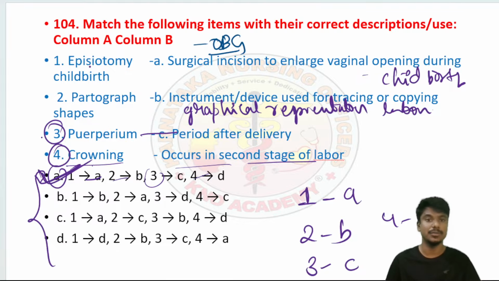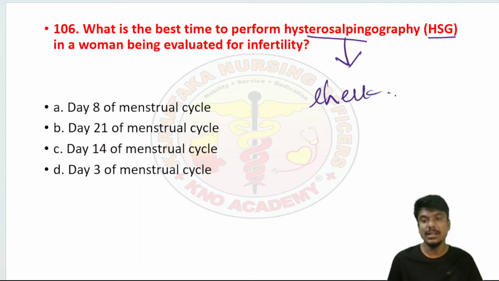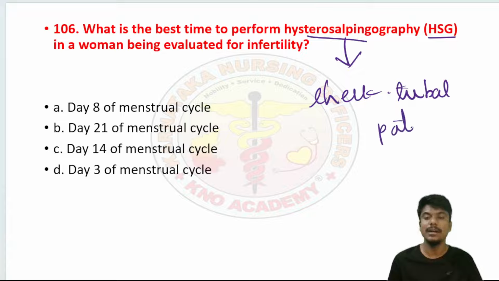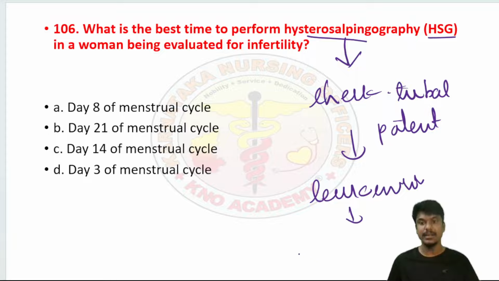If you're clear with the fourth question, we'll move to the next question. The sixth question asks the best time to perform HSG. HSG is hysterosalpingography. It is done to check fallopian tubal patency. How do they perform it? They put a Leech-Wilkinson cannula in the vaginal opening, and it goes up to the uterus.